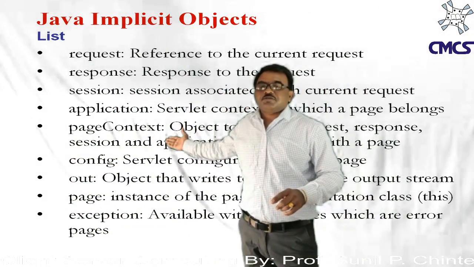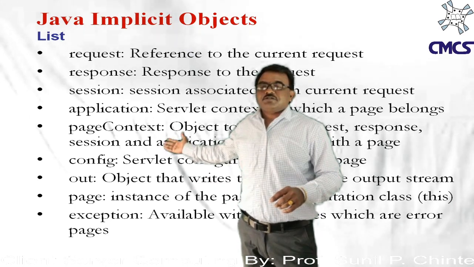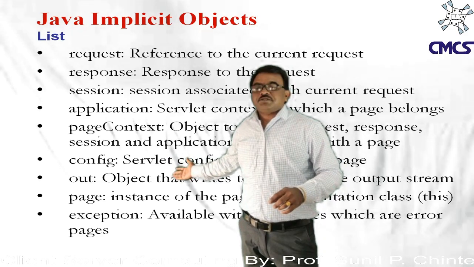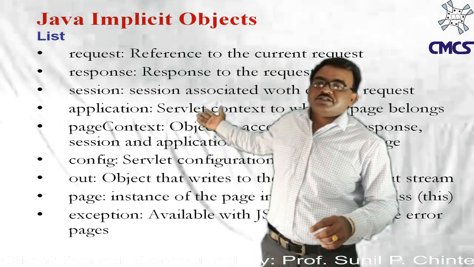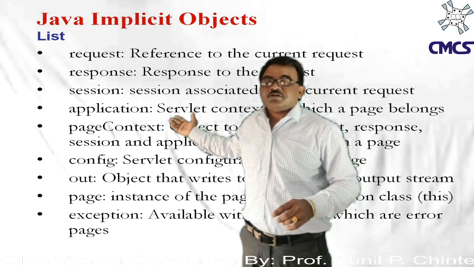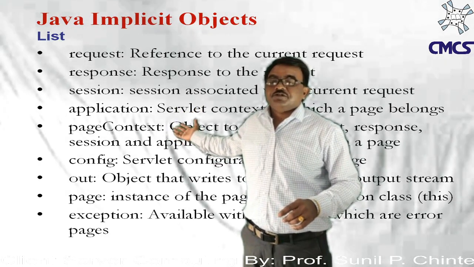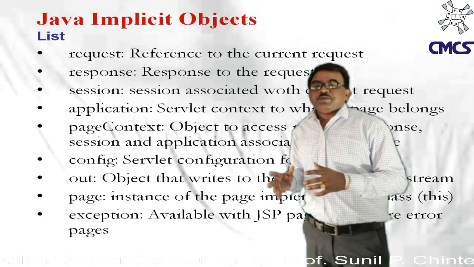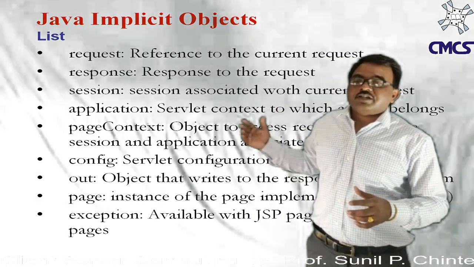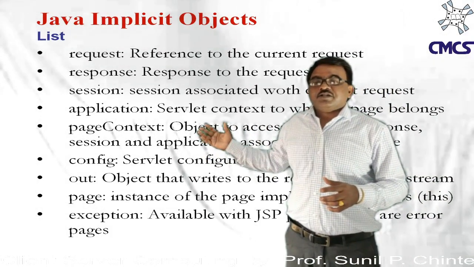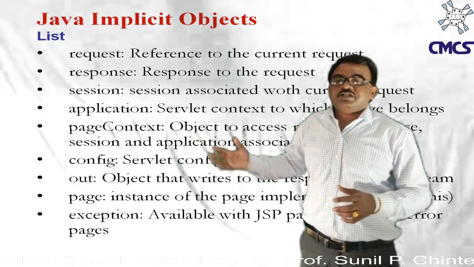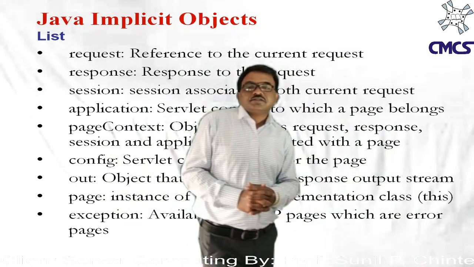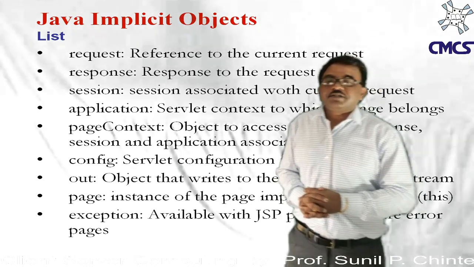Now we have to see the list of implicit objects: the request object, response object, session object, application object, pageContext object, config, out, page, and exception. These are the list of implicit objects that we have to use. What is the request object? Request object is the reference to the current request. Response object is the response to the request. Session is associated with the current request. Application is the servlet context to which the page belongs.